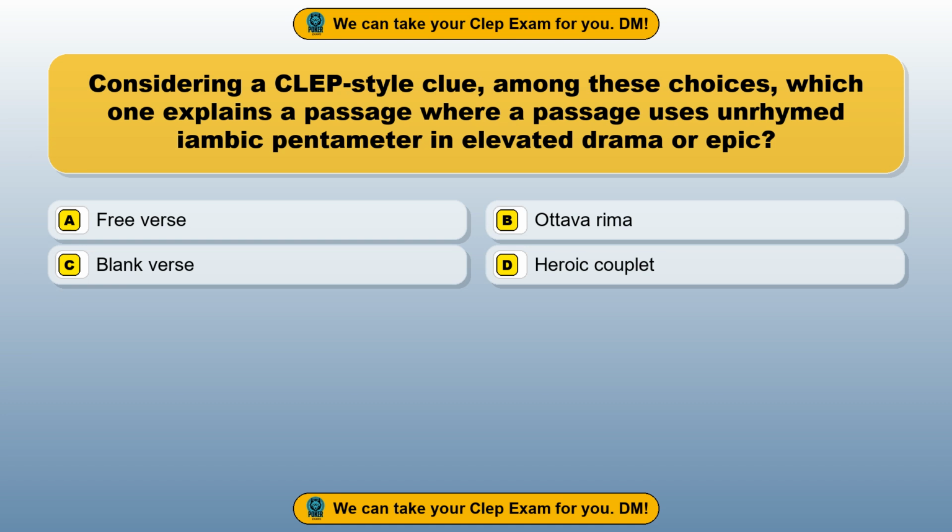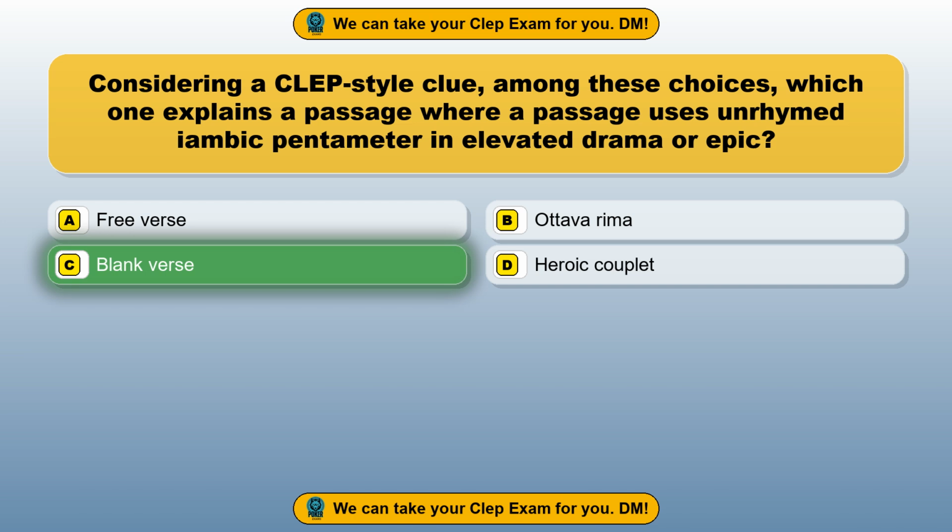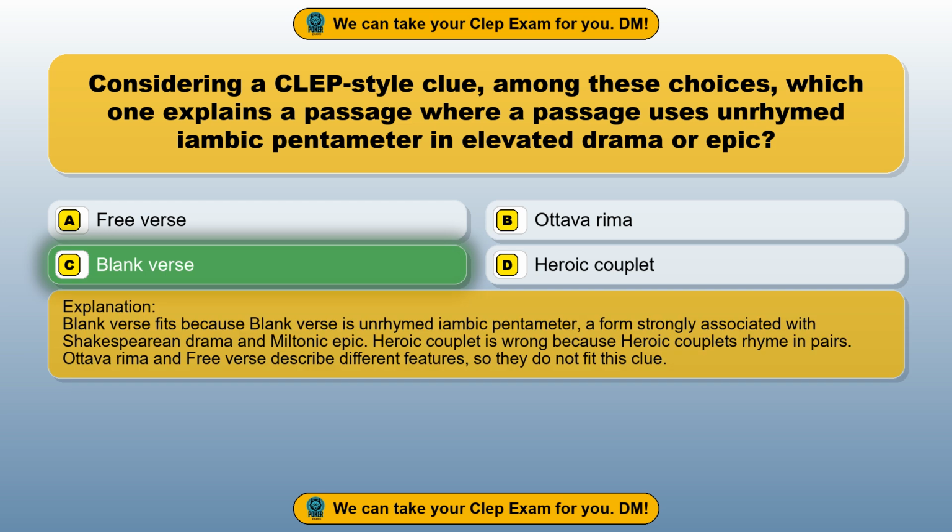Question 12. Considering a CLEP-style clue among these choices, which one explains a passage that uses unrhymed iambic pentameter in elevated drama or epic? Option A. Free verse. Option B. Ottava rima. Option C. Blank verse. Option D. Heroic couplet. The correct answer is option C. Blank verse. Blank verse fits because blank verse is unrhymed iambic pentameter, a form strongly associated with Shakespearean drama and Miltonic epic. Heroic couplet is wrong because heroic couplets rhyme in pairs. Ottava rima and free verse describe different features, so they do not fit this clue.